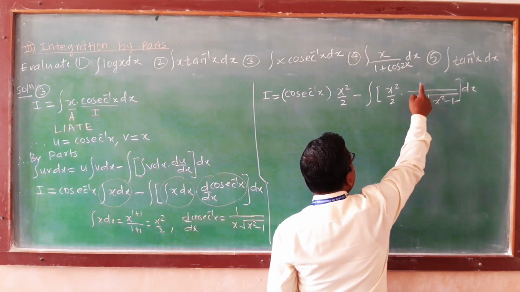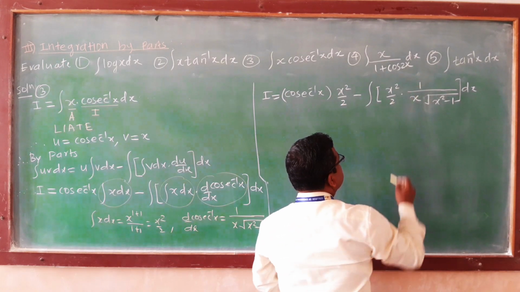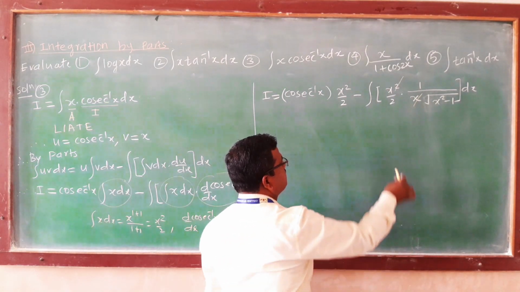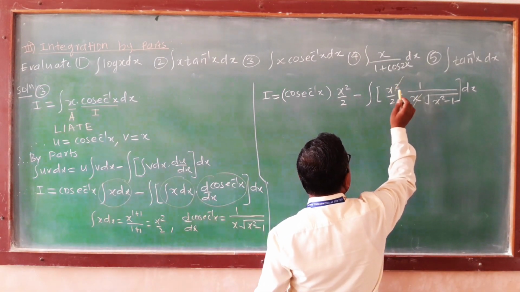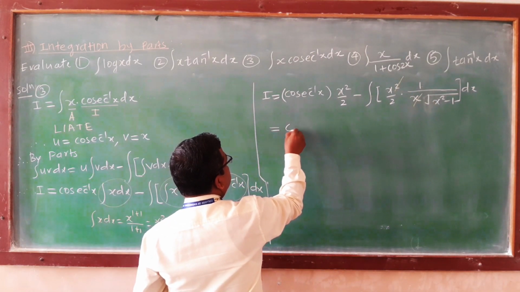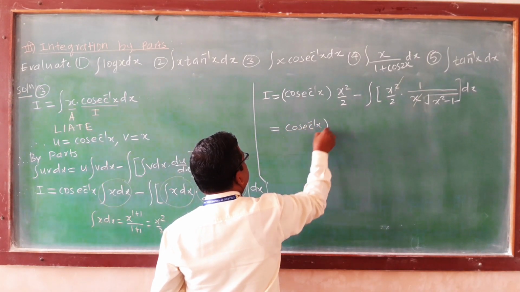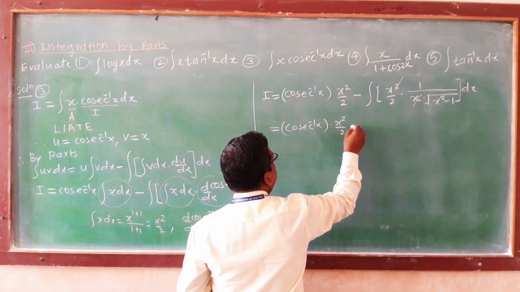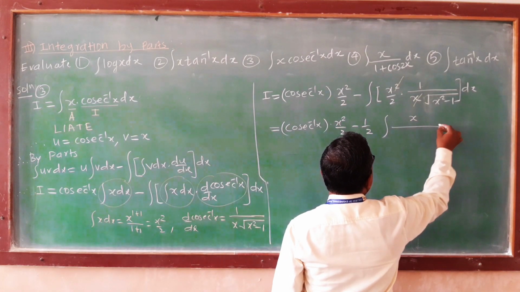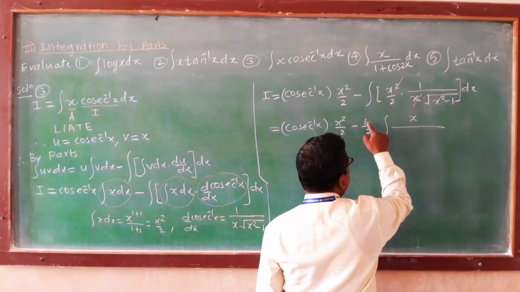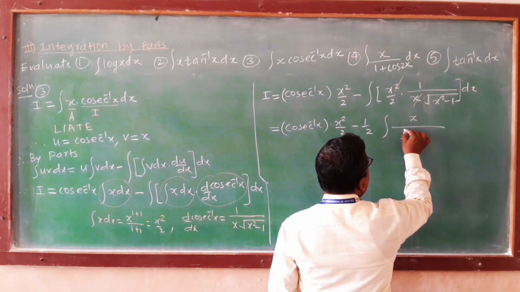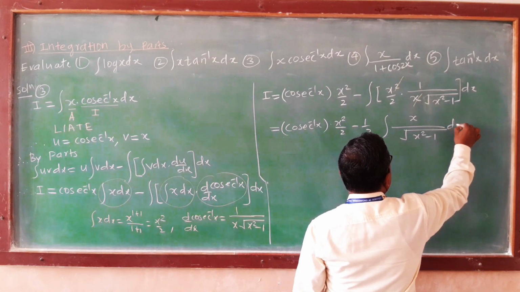dx. Now take this 1 upon 2 outside. This x square upon 2, 1 x will get cancelled. X square upon 2, one x cancels, 1 will be left. So take 1 upon 2 outside, which is equal to cosec inverse x, x square upon 2 minus half, x upon square root of x square minus 1 dx. If it is a constant, you take it outside the operator.